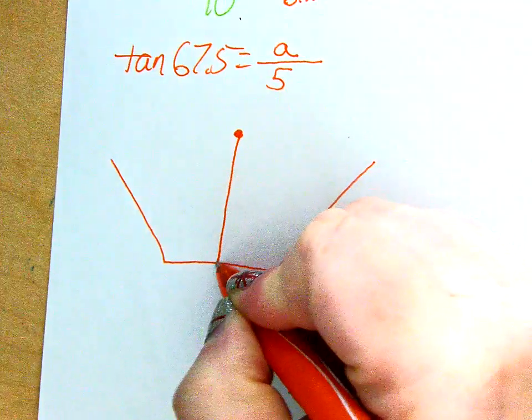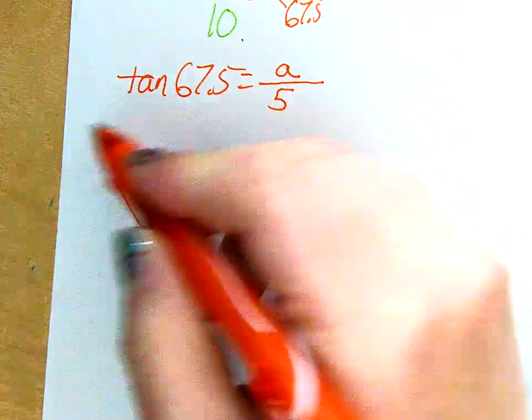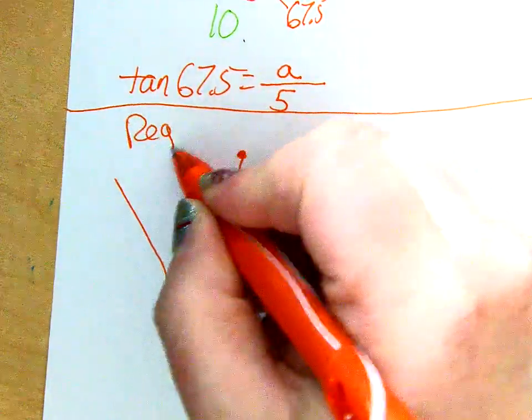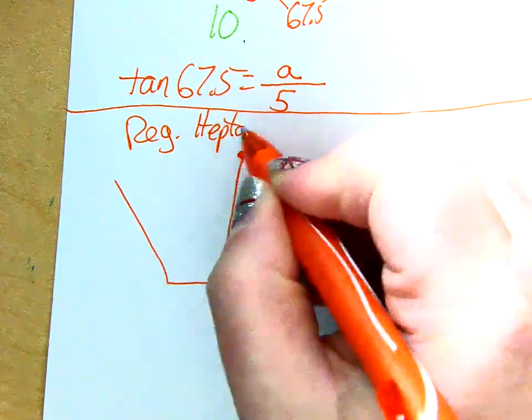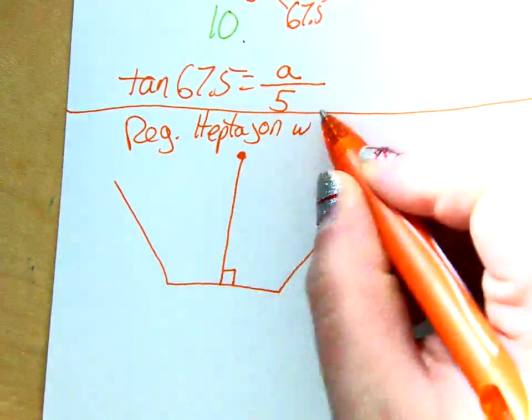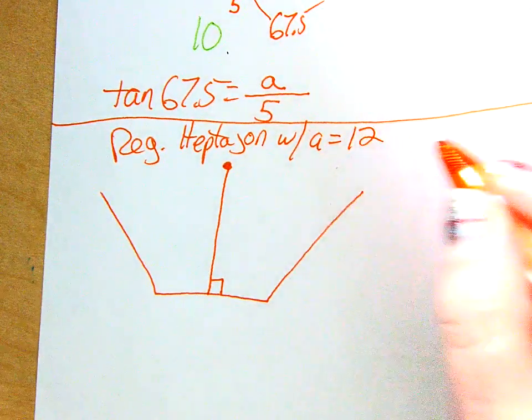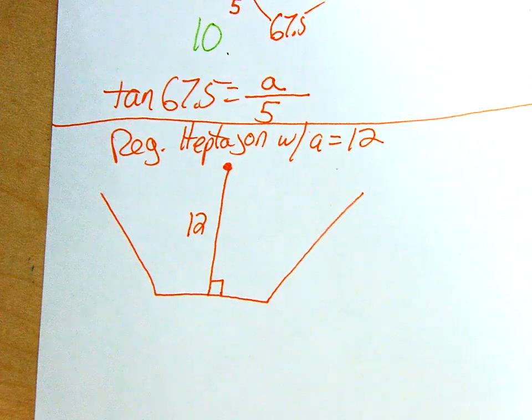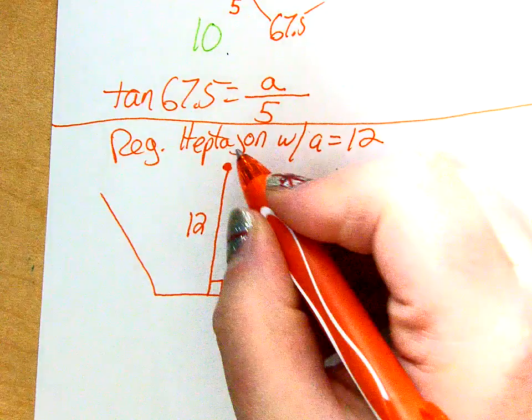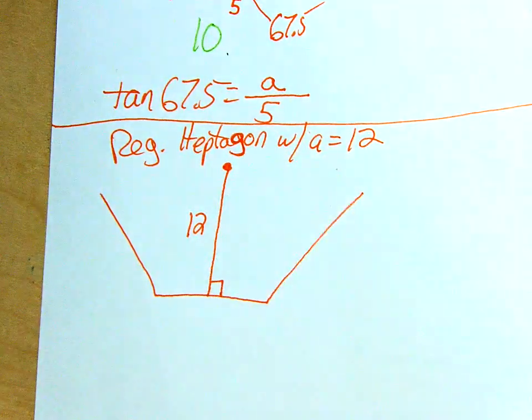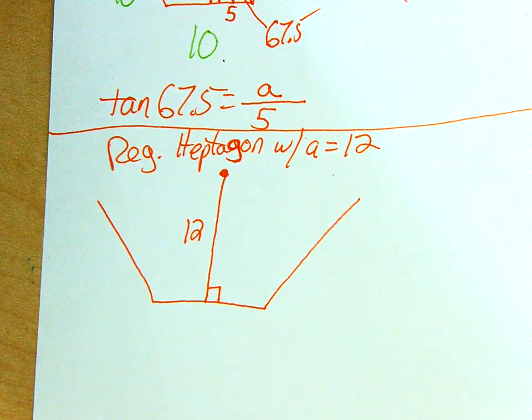So here's the apothem. We've got to put what it is. A regular heptagon with apothem. What do you want it to be? 12. You got it. 7 sides. So great. This time all you need is the perimeter. Well, that can't be that hard. Or is it?